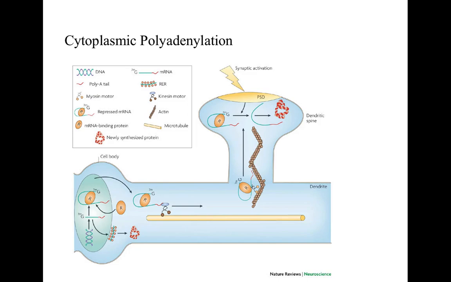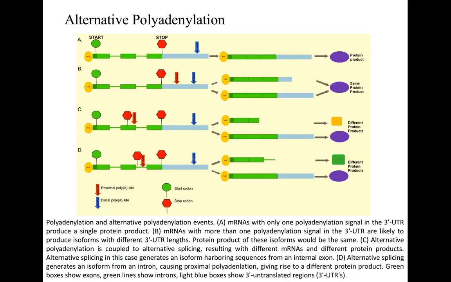So these are two types of polyadenylation: nuclear polyadenylation and cytoplasmic polyadenylation, depending upon the location where this polyadenylation takes place. Let's talk about alternative polyadenylation. What is alternative polyadenylation? Genes may contain more than one poly-A site. So a poly-A site is the region where cleavage takes place and then a poly-A tail is added.